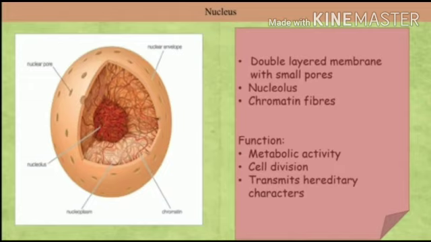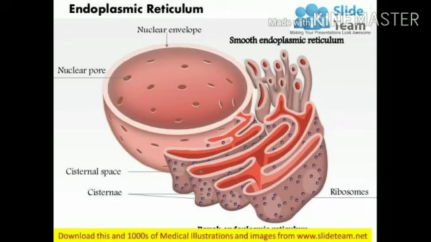Now see the function of the nucleus. It controls all metabolic activity of the cell and also the cell division. It is involved in the transmission of hereditary characters from parents to offspring. These two are the main functions of the nucleus. Now the next type is endoplasmic reticulum.